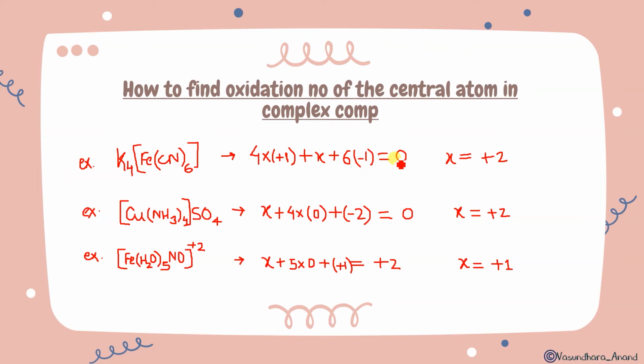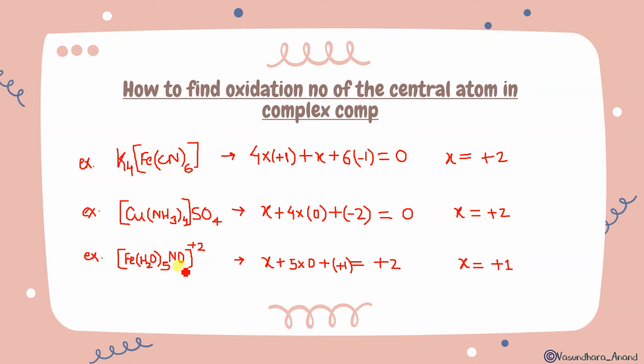You have to learn which are the neutral ligands, which are the positive ligands, and which are the negative ligands, and what charge each carries. So that is a must. CN is -1, so if you solve it you will get X equal to +2. Similarly in this compound, this is the neutral ligand, so this is 0. 0 into 4 becomes 0, and this is -2, so obviously the copper must have +2.